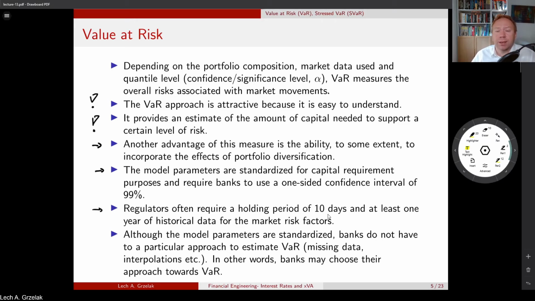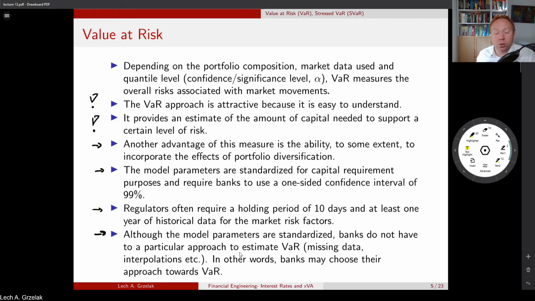Of course, it doesn't really tell you whether you'll be able to survive the next crisis. However, it prepares you to some extent. Your immune system will improve if you are able to survive the previous crisis. More likely you'll be able to survive the next crisis. And of course, if you have failed a stress scenario, this means it's less likely you will survive the next financial crisis. Although the model parameters are standardized, banks do not have to follow a particular approach.